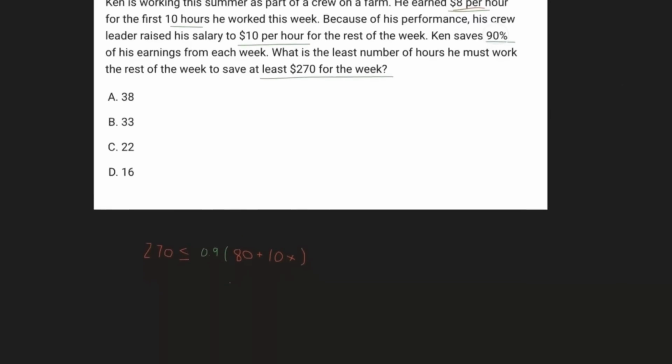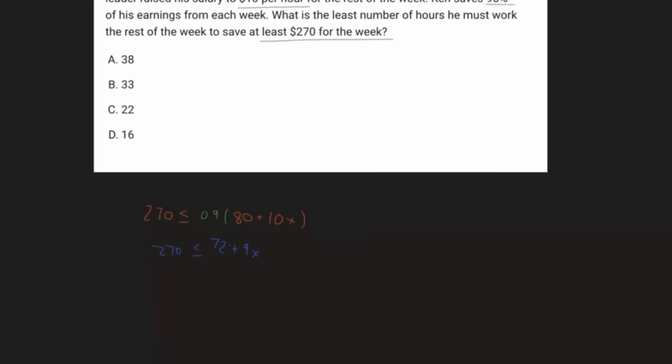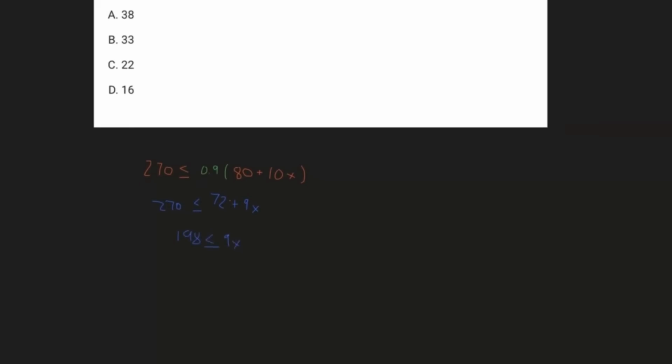So now we just want to simplify this inequality. 0.9 times 80 is going to give us a value of 72. 0.9 times 10x is going to be plus 9x. Set this greater than or equal to 270. And so we want to subtract 72 from both sides because we're isolating for x. And so we get 198 is less than or equal to 9x. Divide both sides by 9 and we get a value of 22 is less than or equal to x.